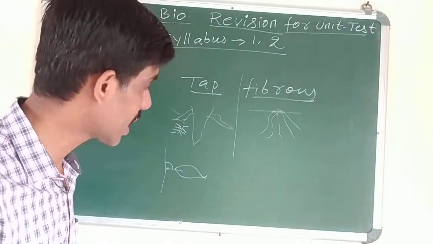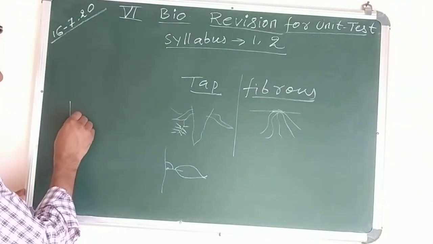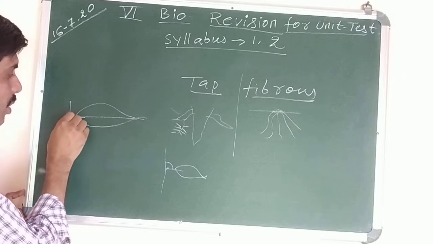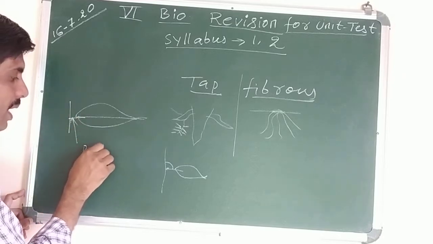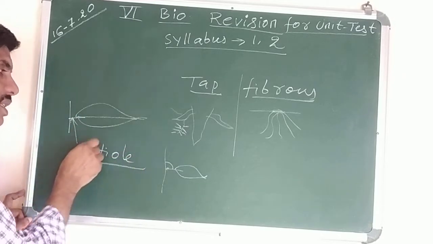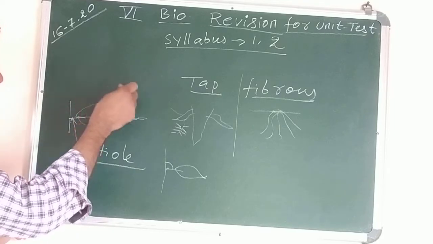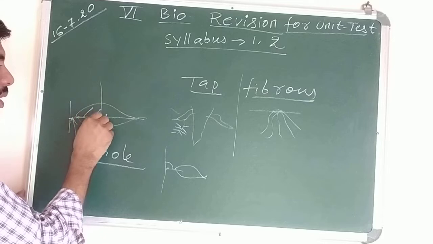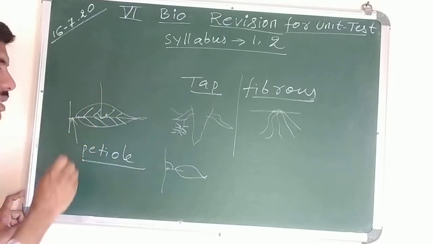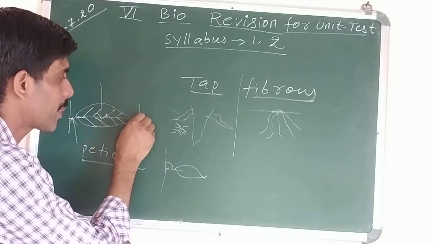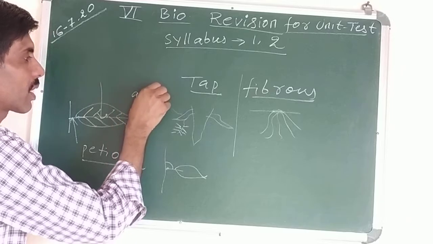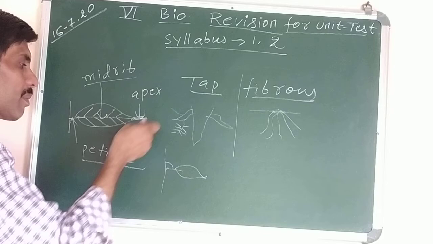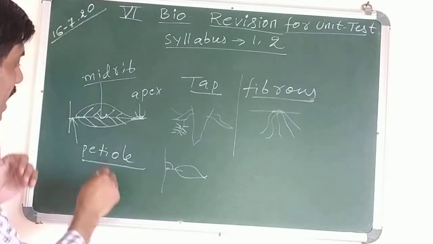Then we studied about the leaf. What are the different parts of the leaf? The stalk of the leaf, this one, is known as the petiole. Practice drawing the diagram of the leaf and labelling all the parts. This one is called the midrib. These are known as the veins. This one is known as the leaf apex or the tip. So practice drawing the diagram and know the function of the entire leaf blade.